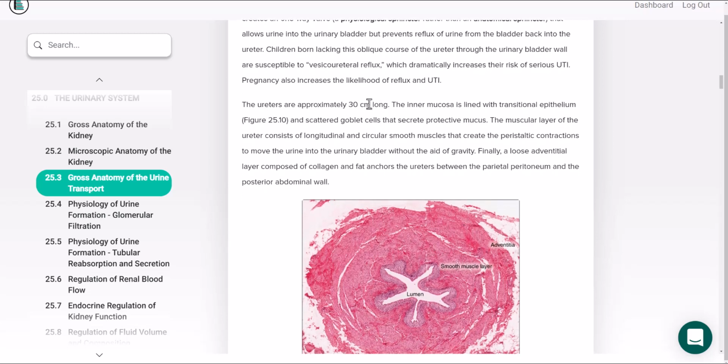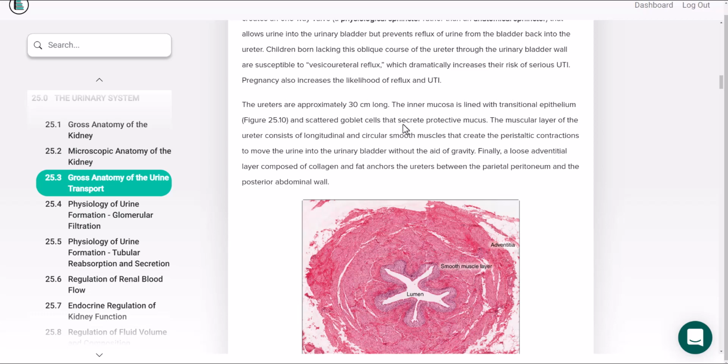The ureters are about 30 centimeters long. That's 12 inches, so about a foot long. Now, of course, if you're a taller person, you're going to have longer ureters. If you're a shorter person, you're going to have slightly shorter ureters. There is a lining inside of transitional epithelium. So you have learned up until now that transitional epithelium is found in the bladder. There's also some of that transitional epithelium found along the ureter.